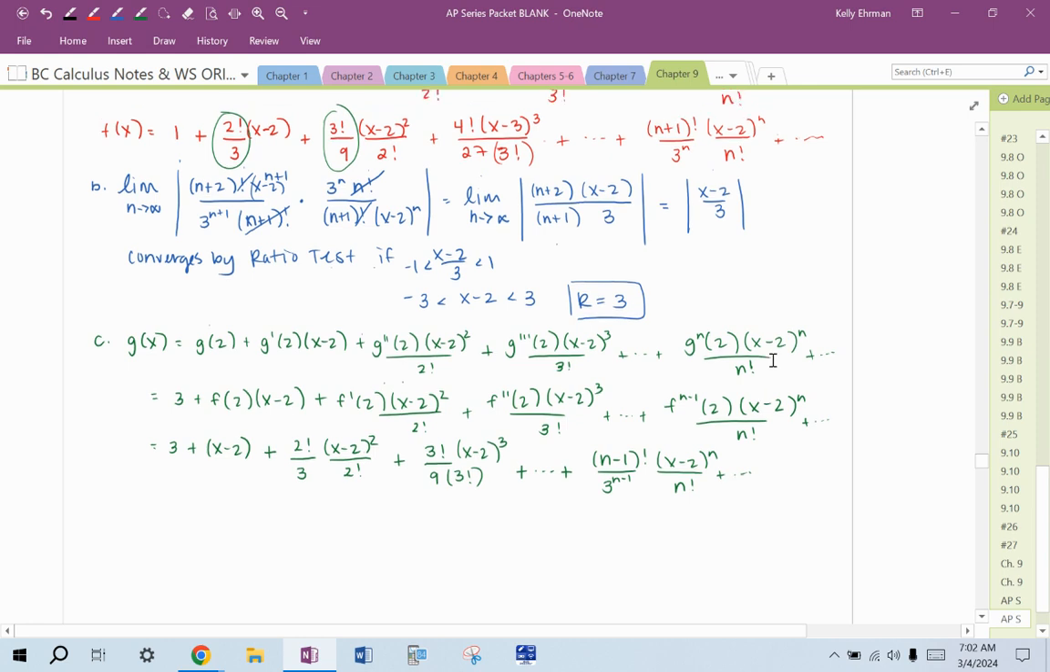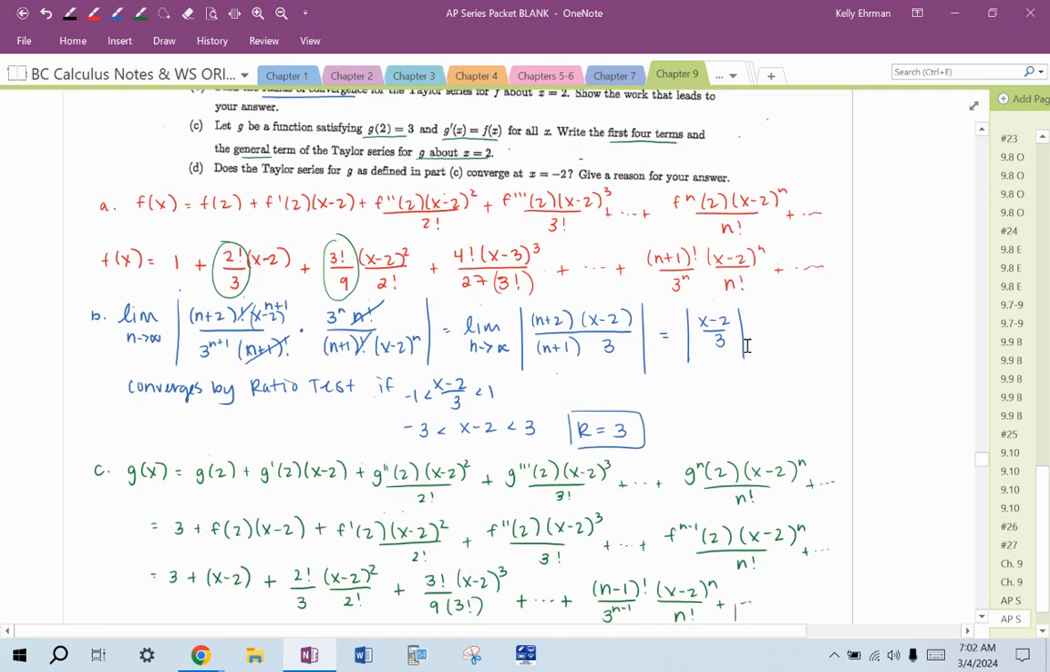Do I need to simplify this? I don't have to for credit in part C. I can to make it easier to work with, but I don't need that yet, so I'm not going to worry about it.